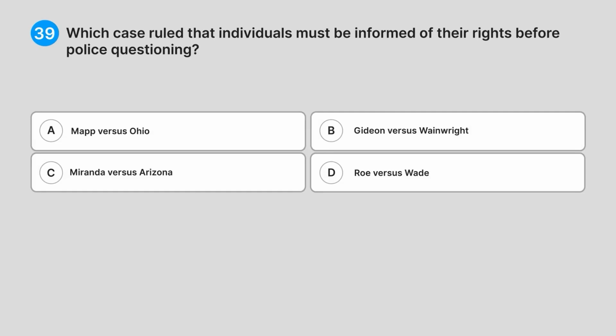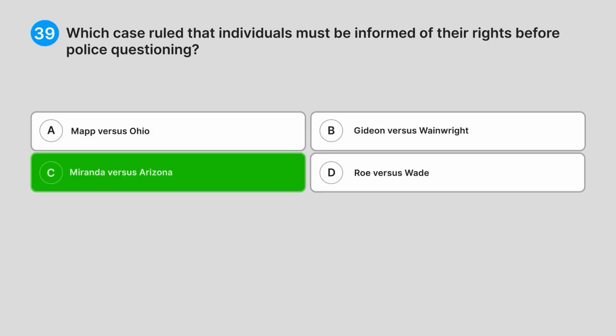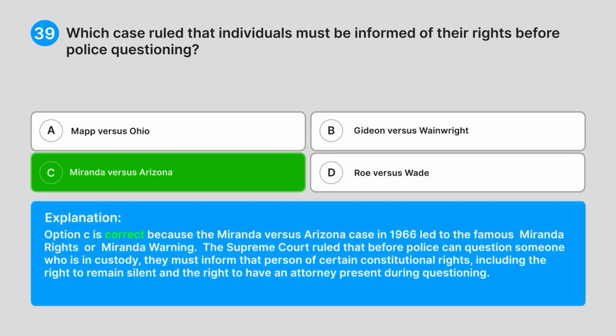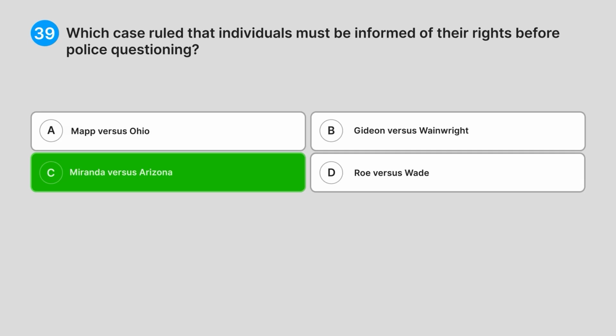Correct answer, C. Miranda v. Arizona. Explanation. Option C is correct because the Miranda v. Arizona case in 1966 led to the famous Miranda rights, or Miranda warning. The Supreme Court ruled that before police can question someone who is in custody, they must inform that person of certain constitutional rights, including the right to remain silent and the right to have an attorney present during questioning.